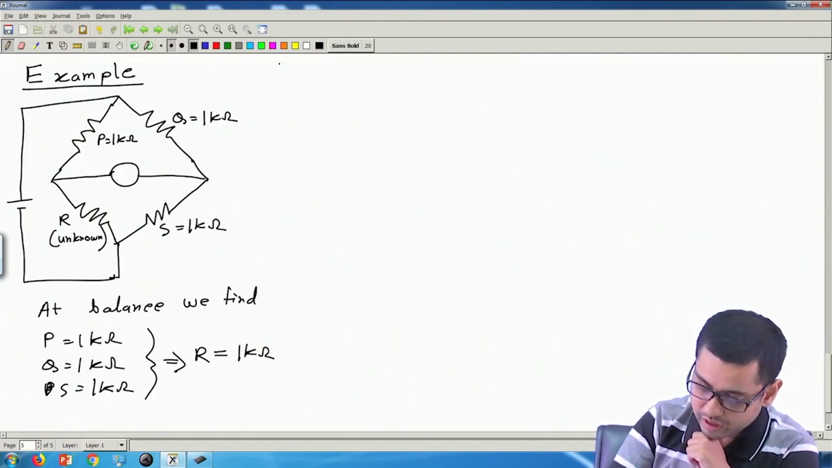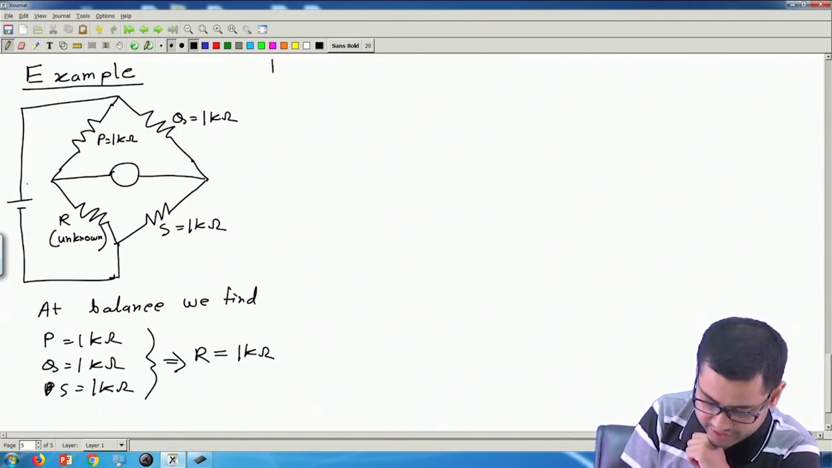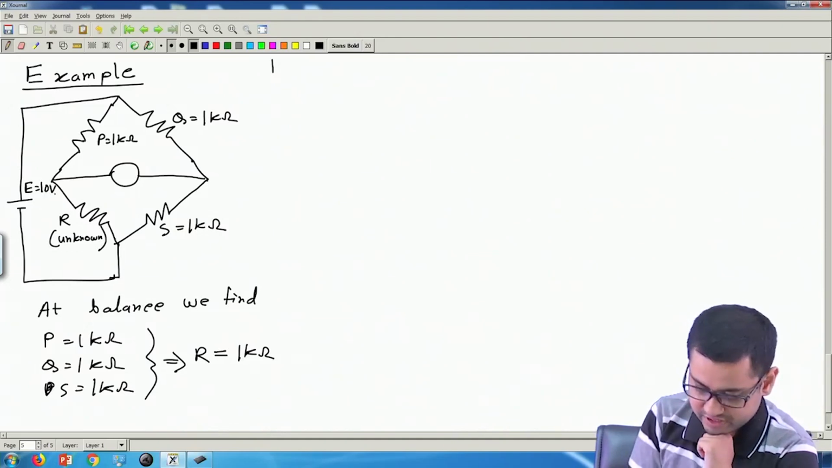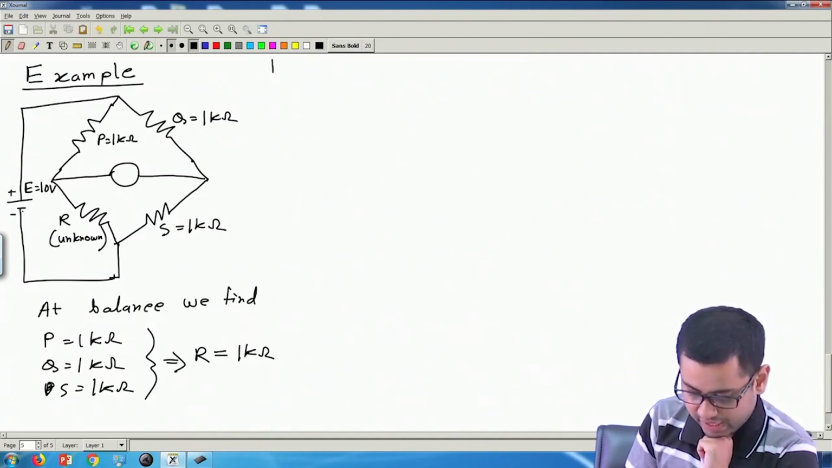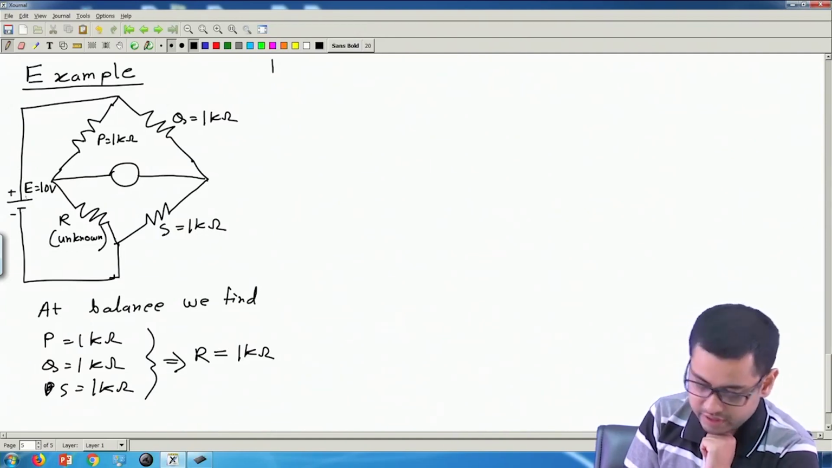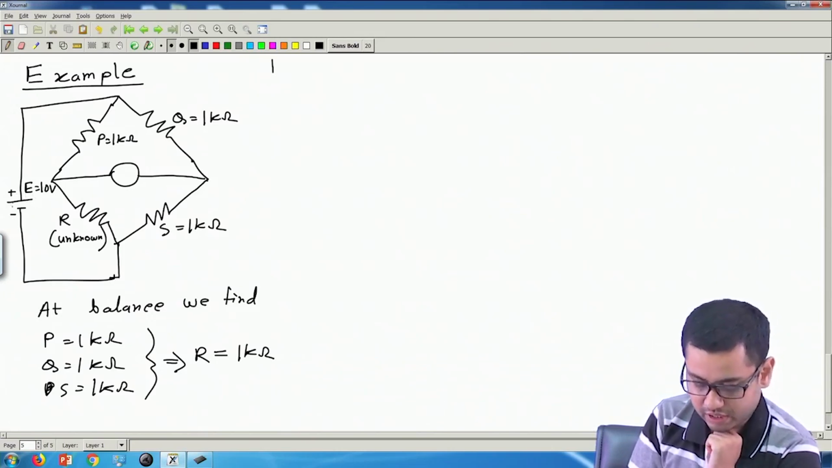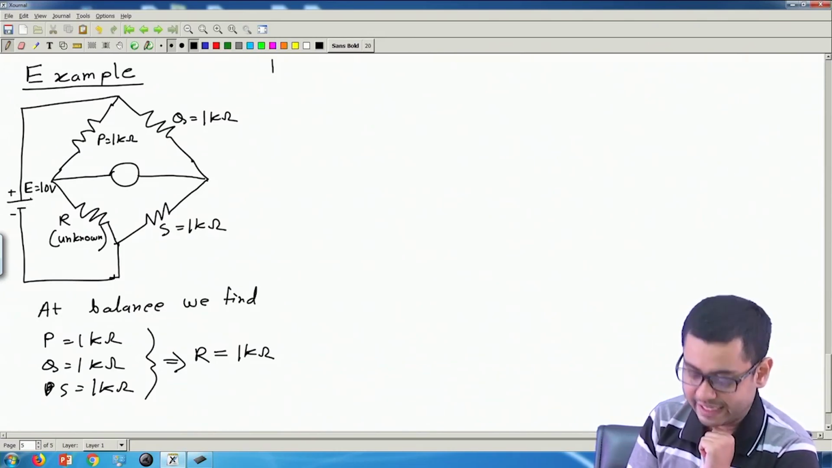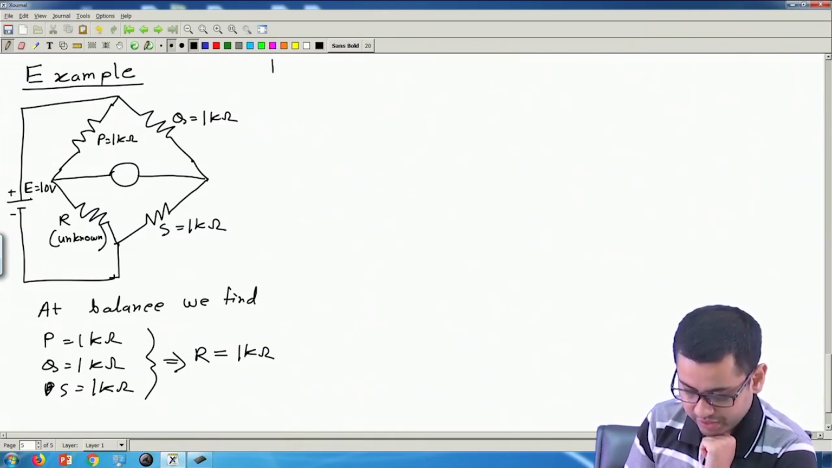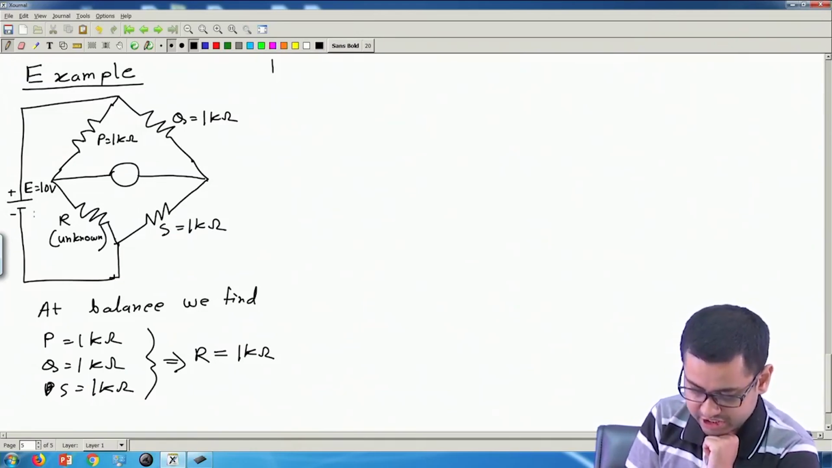But now, say this voltage E is given to be 10 volt. This is the supply voltage, and say the internal resistance of this source is negligible. So, we are neglecting the internal resistance of this source or this conductor, etc.